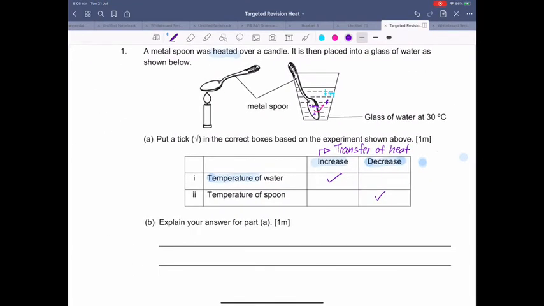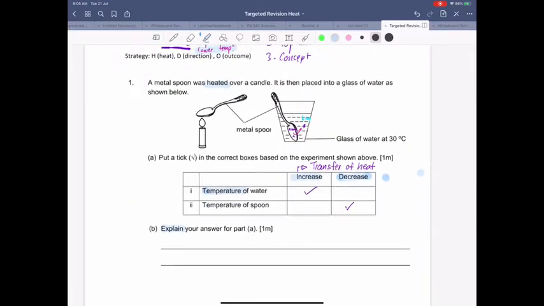Now, the second part of the question requires you to explain your answer for part A. Now, because they are asking you for two items, water and spoon, you are going to have to explain for both. The key concept here is transfer of heat, and what is related to transfer of heat is talking about heat moving from a region of high temperature to a region of lower temperature. Therefore, that idea needs to be in your answer.